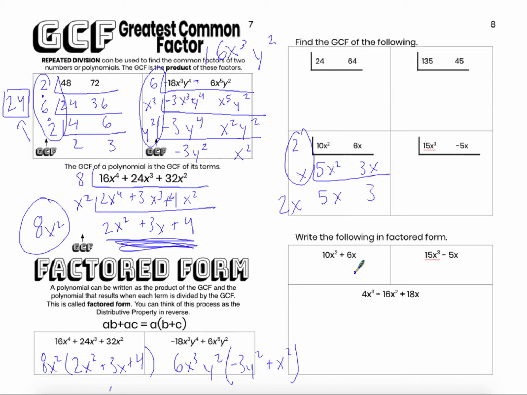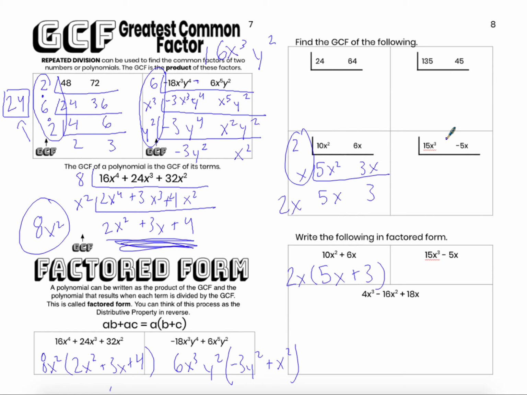For these same numbers, if I'm asked to write the polynomial in factored form, that means not just finding the GCF, but writing the polynomial as the GCF times whatever you need to multiply it by to get this original polynomial. So 2x times 5x gives me 10x squared. 2x times 3 gives me 6x.